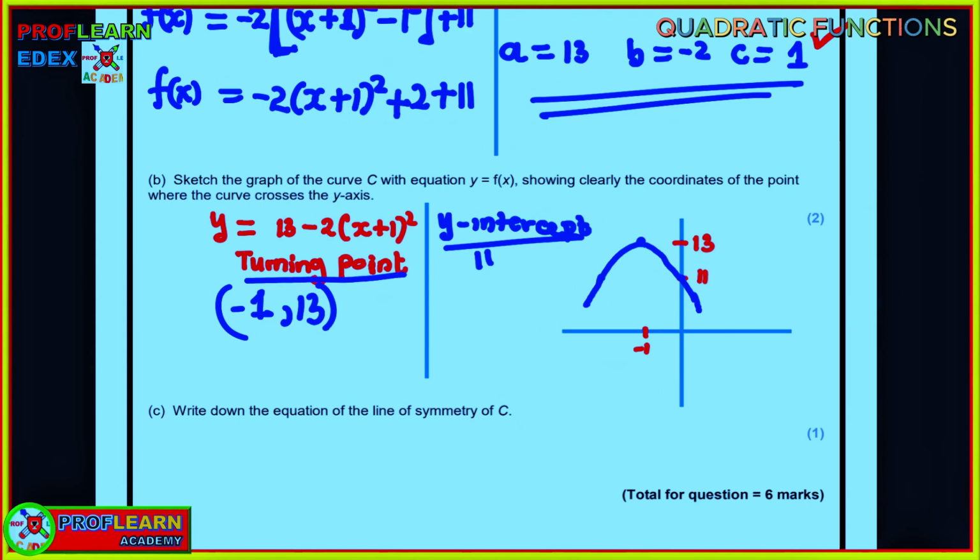And you can see the question is clearly telling you to sketch the graph showing clearly the coordinates of the point where the curve crosses the y-axis. So the coordinate is going to be 0, 11, where it crosses the y-axis. This is the point, and the turning point is -1, 13.